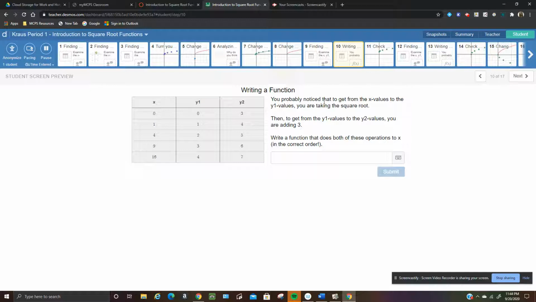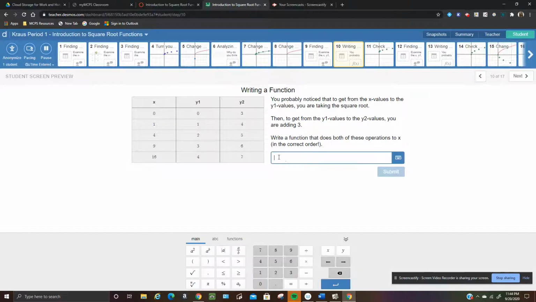You probably noticed that to get from the x values to the y values, you're taking the square root. Then to get from the y1 to y2 values, you're adding 3. You write a function that does both these operations on x in the correct order. So, in other words, y2 is equal to square root of x plus 3.